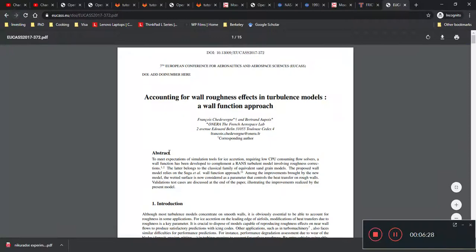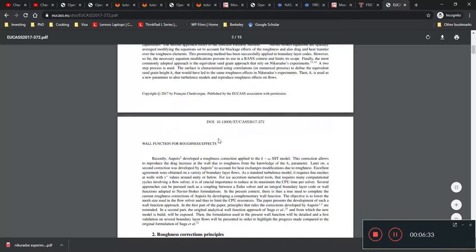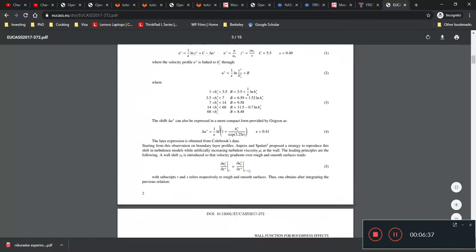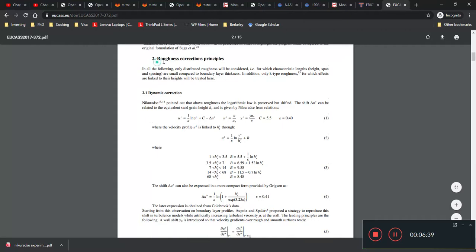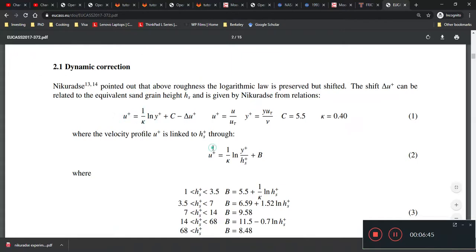Okay, and it's pretty useful for what we want to do. It's very relevant. You just scroll down to this second page where it says Roughness Correctness Principles. Then you will see this little picture here. Now this of course shows that we have our same log law region.